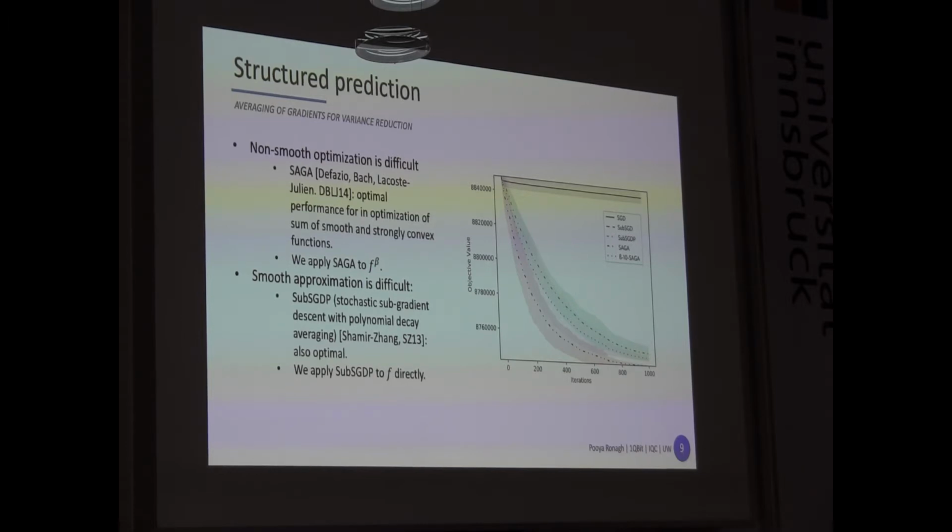So there are two techniques. One is that you take your non-smooth convex function, you create a smooth approximation of it, and then you try to solve the smooth approximation with things that look like stochastic average gradient descent. Or you try something like a weighted averaging of the gradients, and this is called stochastic gradient descent with polynomial decay averaging. Both of these have provable optimal convergence for the same problem.